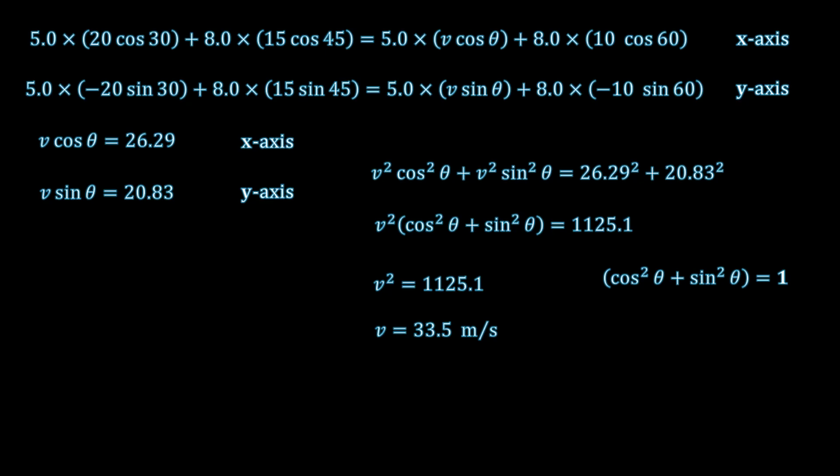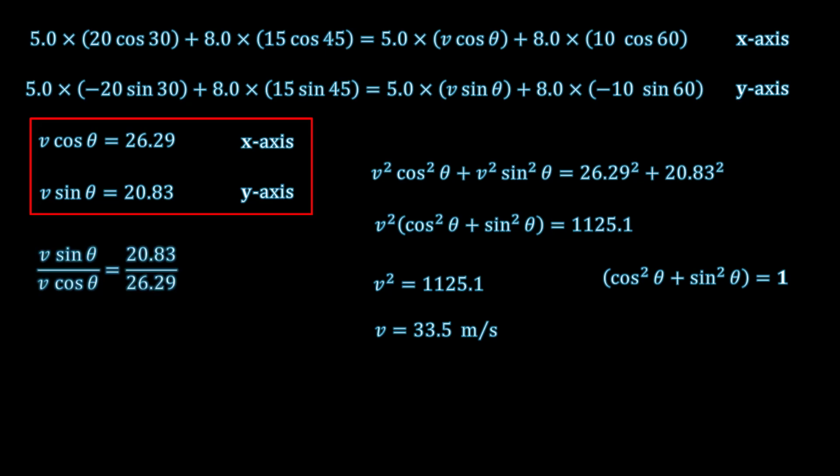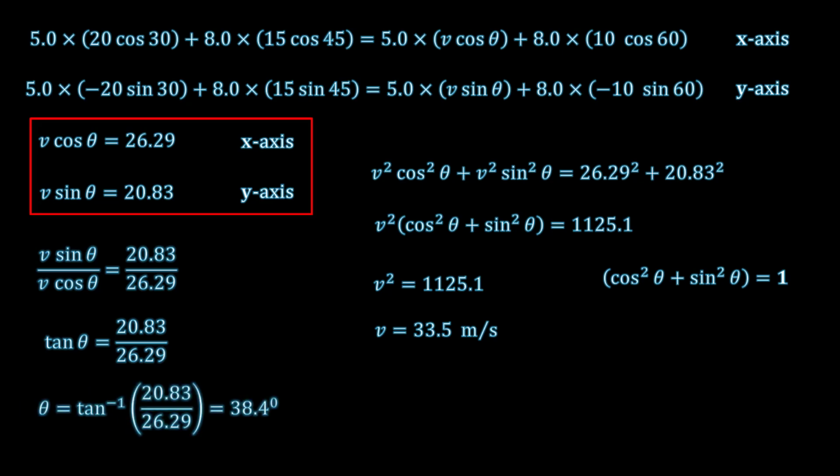To obtain theta, we take the equation along the y-axis and divide it by the equation along the x-axis to obtain v sine theta over v cos theta equals 20.83 over 26.29. The v will cancel out and we end up with tan theta equals 20.83 over 26.29. Theta is equal to tan inverse of 20.83 over 26.29, which is equal to 38.4 degrees.